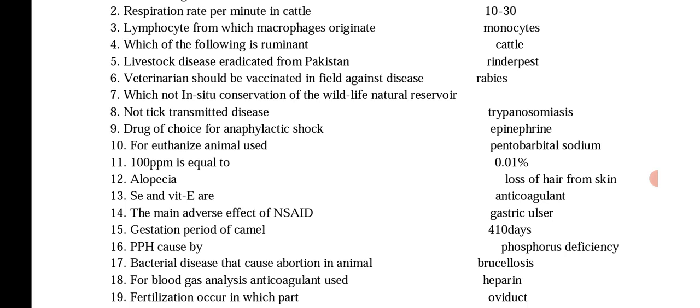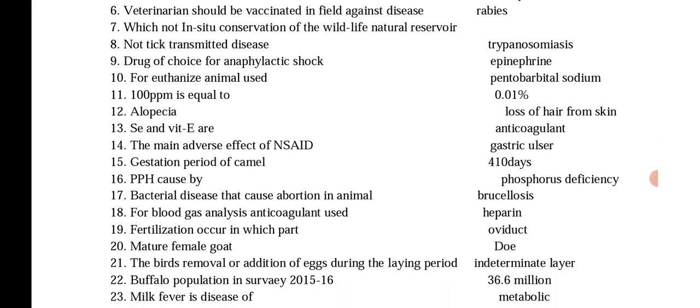Gestation period of camel is 410 days. PPH, post-parturient hemoglobinuria, is caused by phosphorus deficiency, as the name indicates. Bacterial disease that causes abortion in animals is brucellosis. Brucella causes abortion in the last trimester along with tuberculosis.